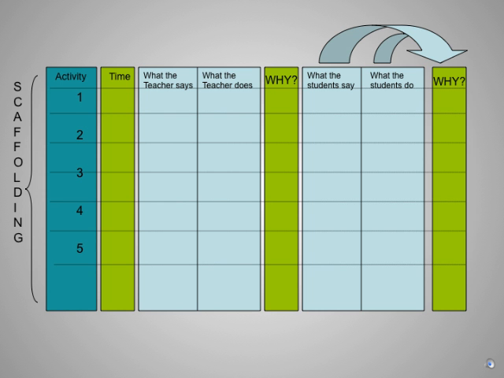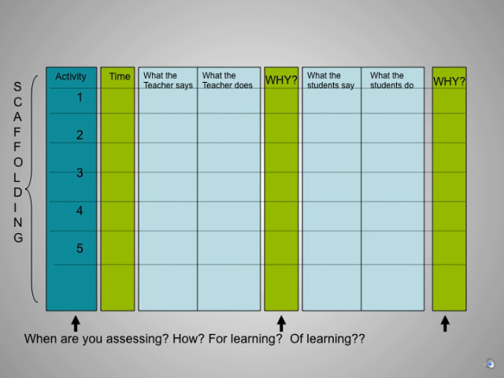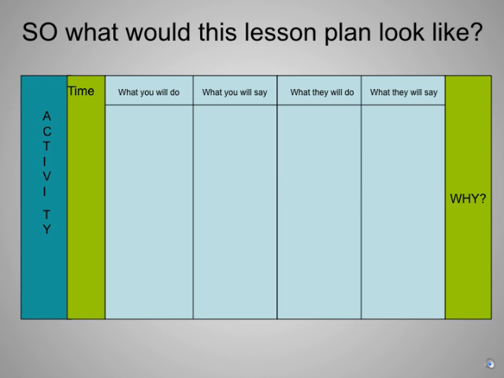As you can see, all of the things that you're thinking about is expanding over time. What the teacher says, what the teacher does, what the students say and what the students do, and all of the whys. When we condense this into a lesson plan, the whys begin to come together. But at the same time, you have to also be thinking about assessment. When are you going to assess? And make sure that's a part of the activity scaffolding. How you're going to assess, for learning or of learning, and make sure that that enters into what the teacher says and does and what the students say and do.